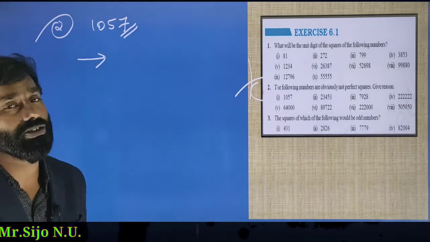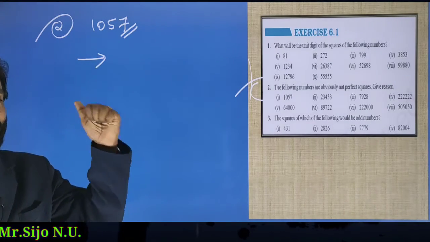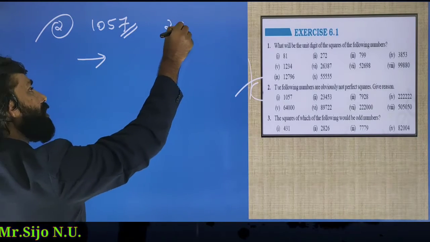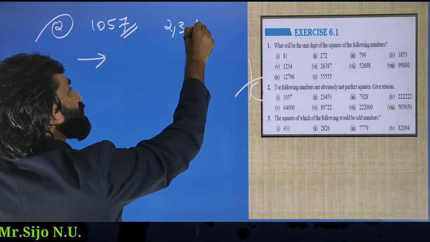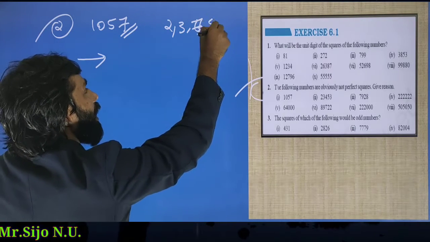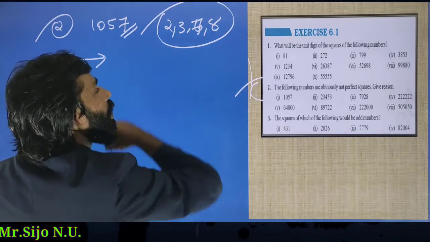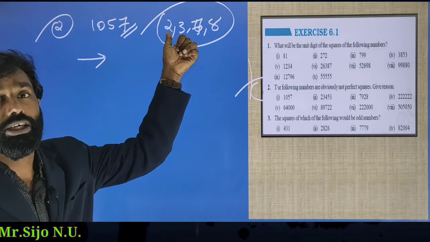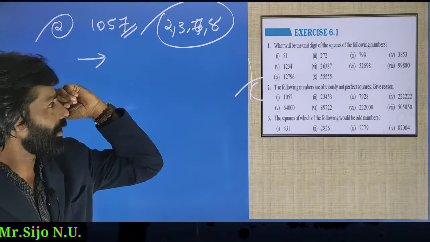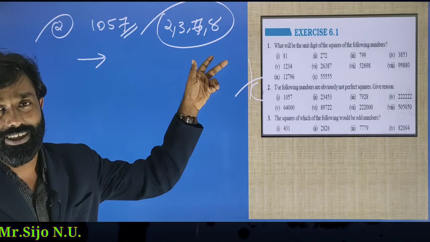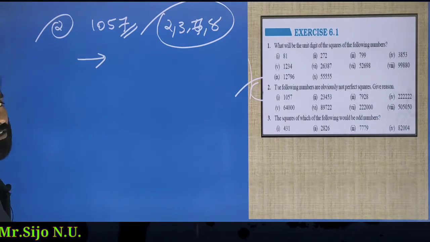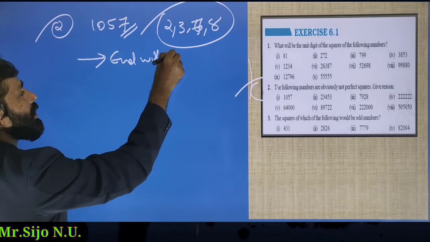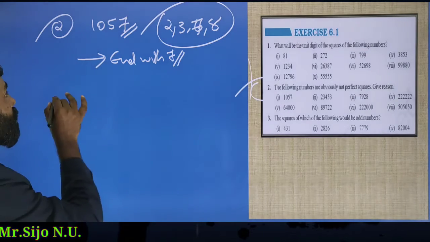We have already learned the perfect square numbers never end with 2, 3, 7, 8. Yeah, this we have already learned as a property. The perfect square number never ends with 2, 3, 7 and 8. Therefore we can say this is not a perfect square number. The reason is it ends with the digit 7. Therefore that's the reason why it's not a perfect square number.